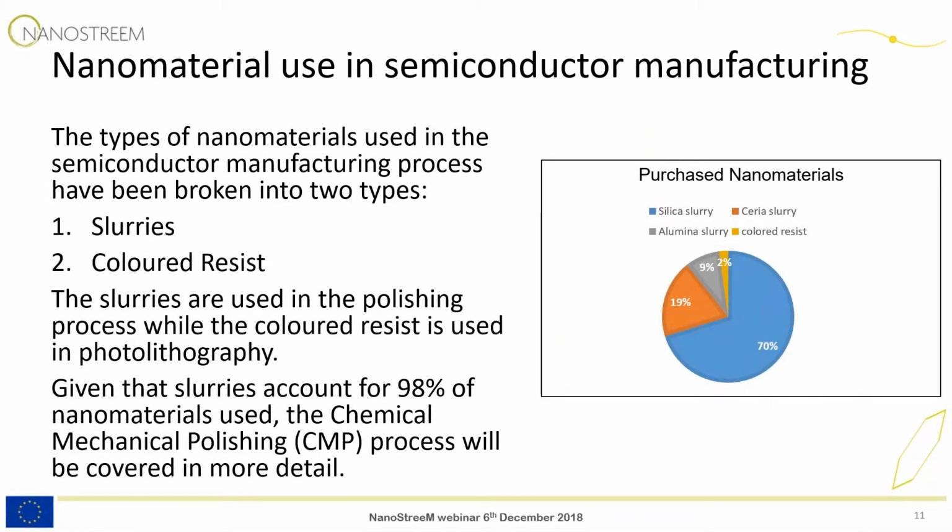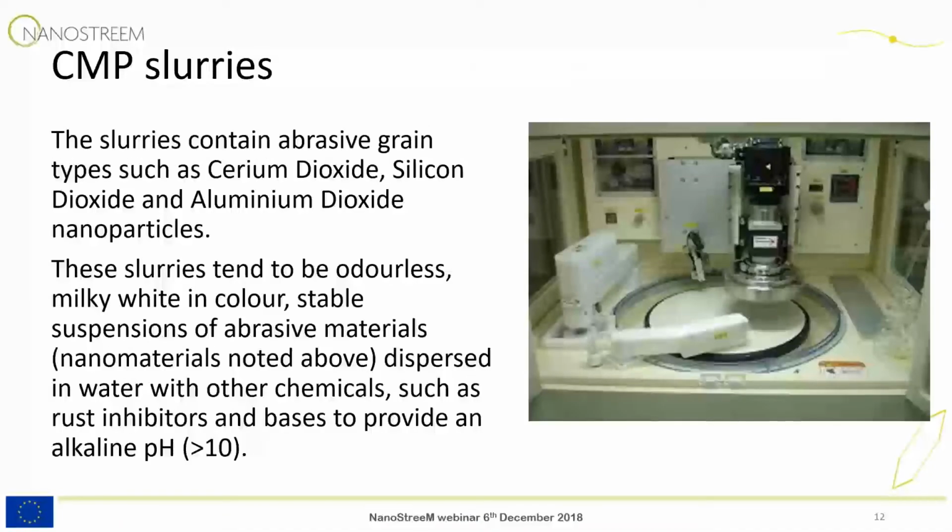Okay. So in terms of these CMP slurries, they contain what we class as abrasive grains, and you can have the likes of cerium dioxide, silicon dioxide, and also aluminium dioxide, and these are all in nano form. The slurries themselves are odorless and tend to be milky looking. If you didn't know anything else, you'd think it was a bit of milk you were looking at.